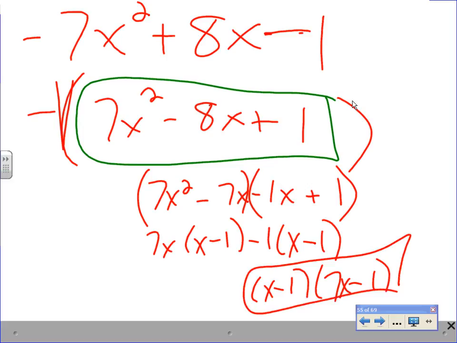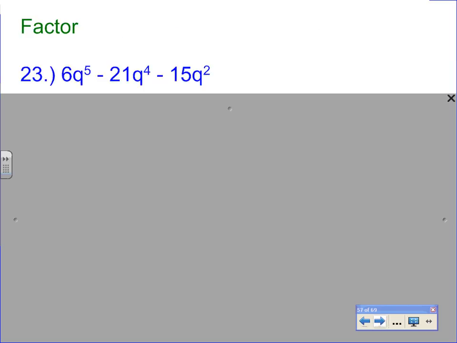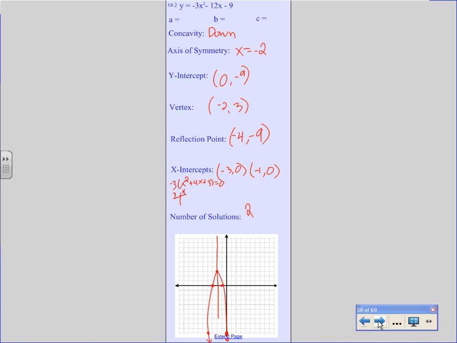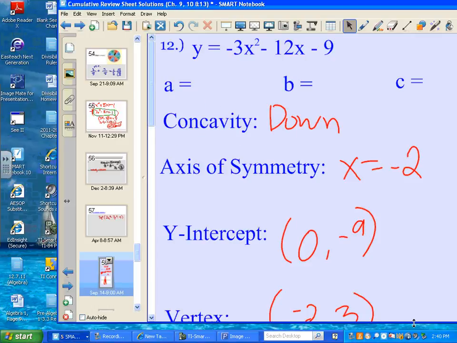Okay. All right. So let me ask you this: how do you find concavity? Good. Look at the A value. If it's positive, concave up. If it's negative, concave down. How do you find axis of symmetry? You don't have to write it down. Good. Negative B over 2A. Please make sure you have x equals. Your axis of symmetry is a vertical line. Make sure that you have it drawn tomorrow.